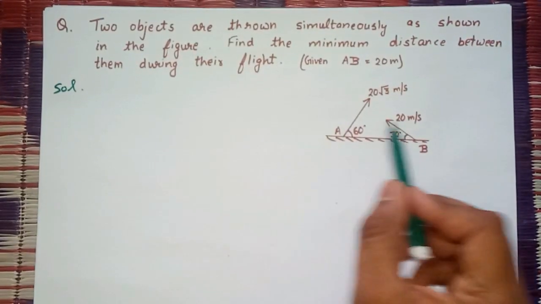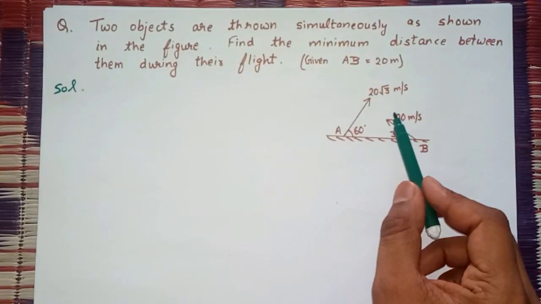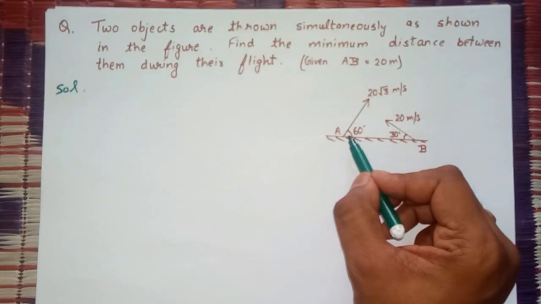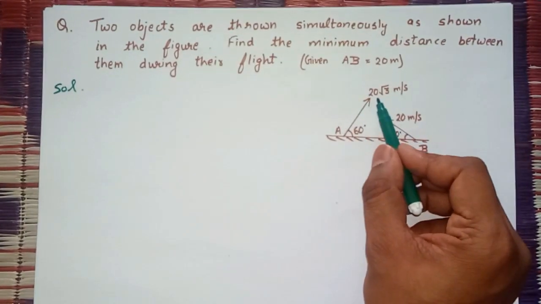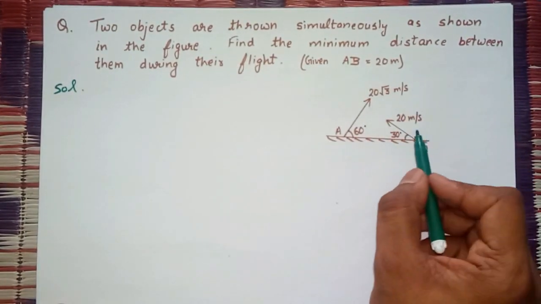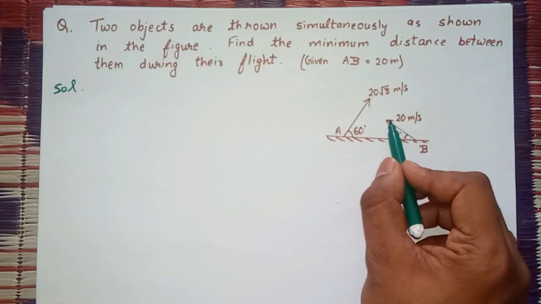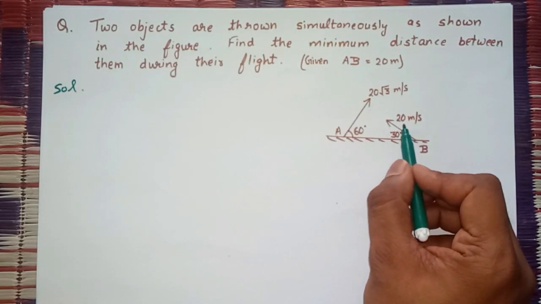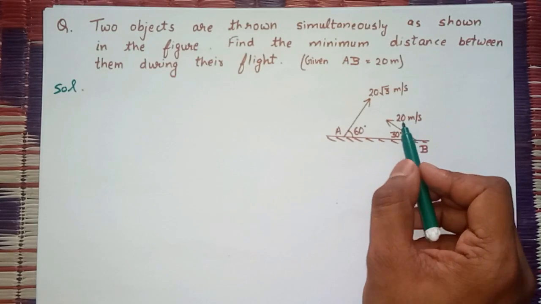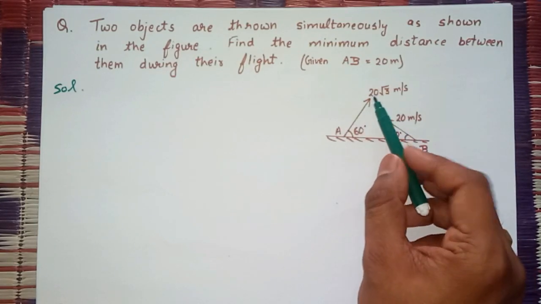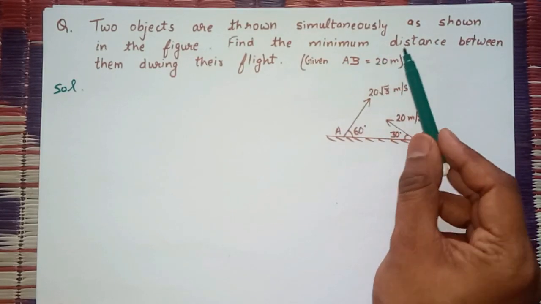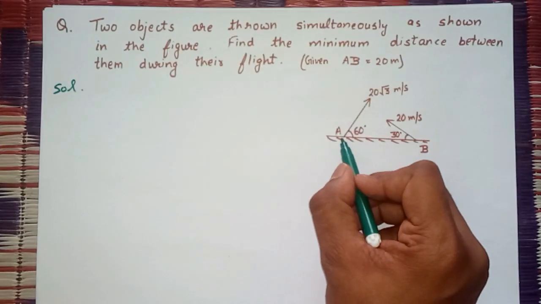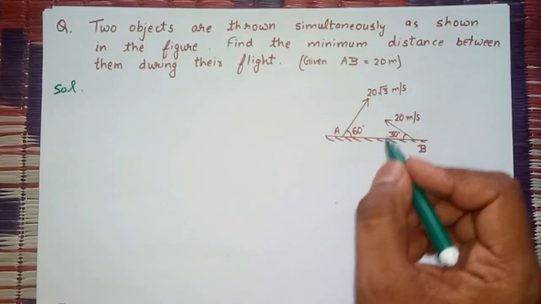Our last question is, two objects are thrown simultaneously as shown in the figure. The first object is thrown at an angle of 60 degrees with the velocity 20 root 3 meter per second, and the second object is thrown in this direction making an angle of 30 degrees at the speed of 20 meter per second. When they are in flight, we have to find the minimum distance, also given that the distance between A and B is 20 meter.